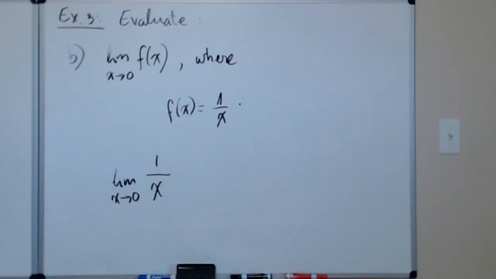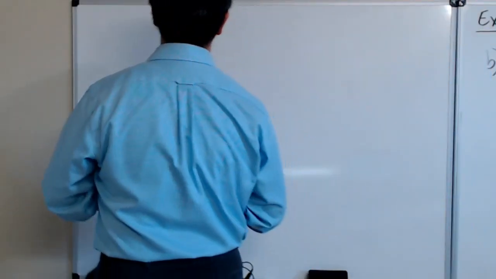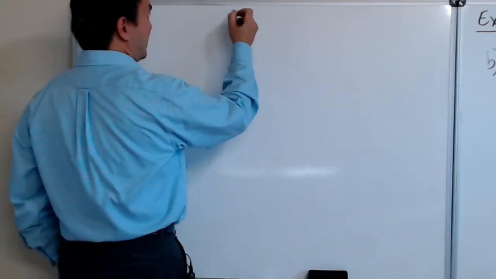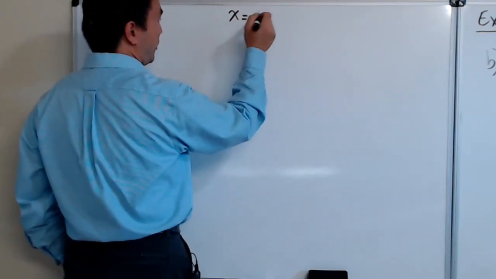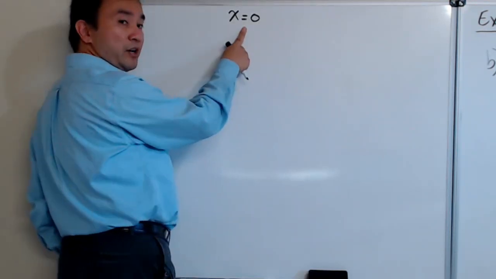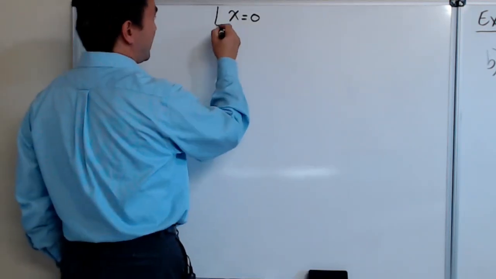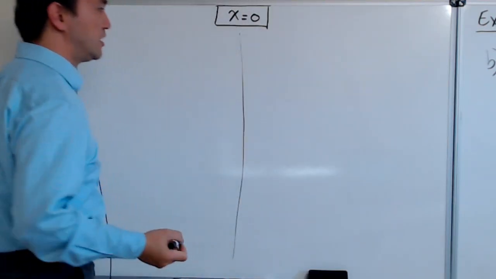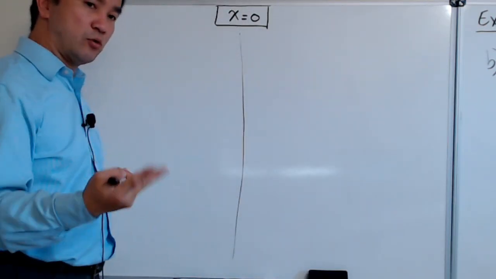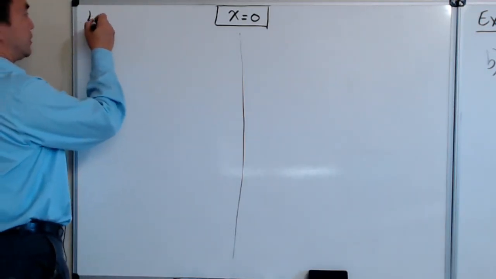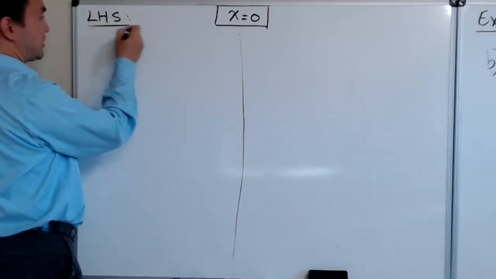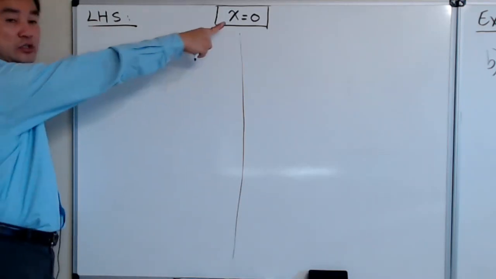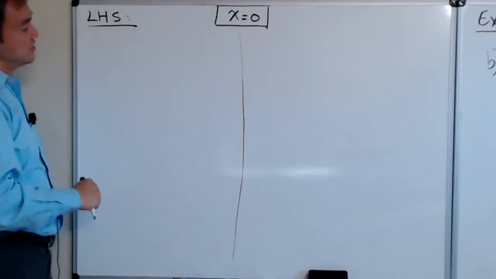All right, so now on my other board, here's how it works out. Our destination point, or our limit point, is x equals 0. We're getting close to that. I am now going to generate two separate tables, and we're going to do two separate pieces of work. So I'm going to consider my left-hand side separately. I want to know how my function behaves as I get closer to 0 from the left-hand side.